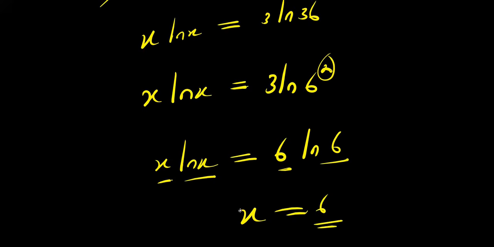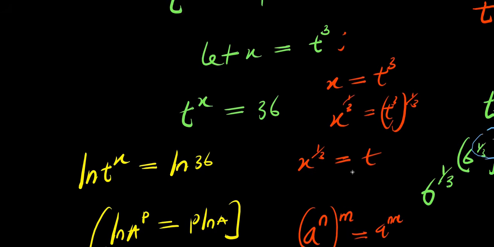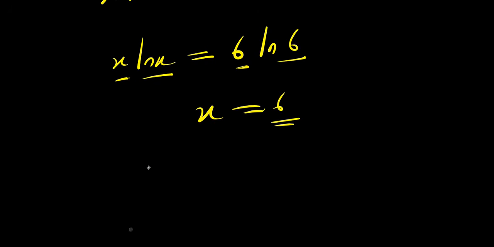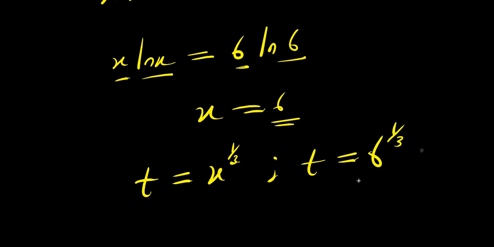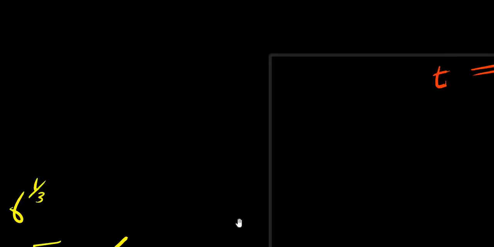Let's go back to what is our x. Remember, we had an equation that t equals x power 1 over 3. So t equals 6 power 1 over 3. That means t equals the cube root of 6, which is exactly what we had earlier on.